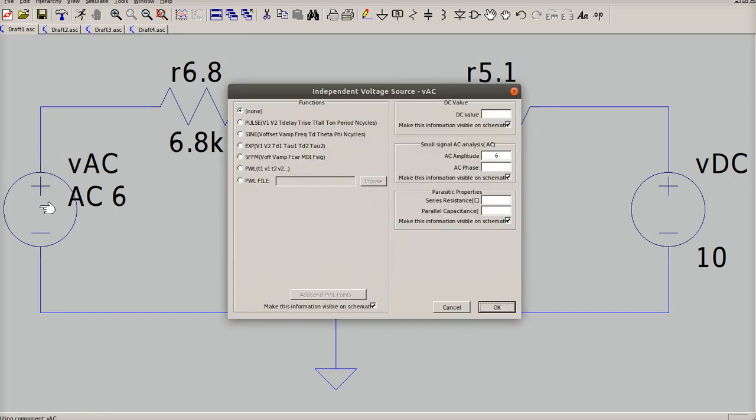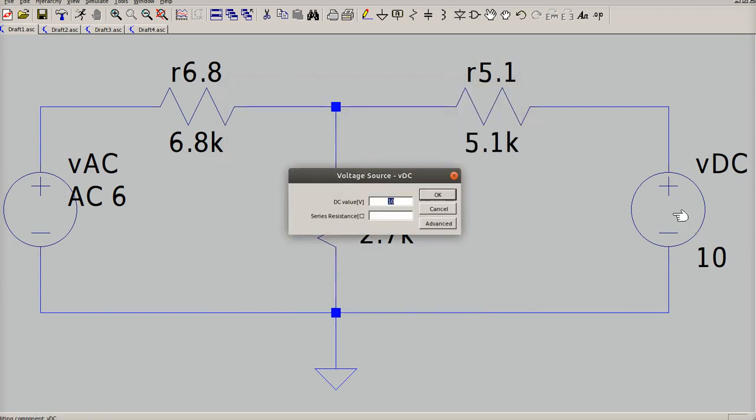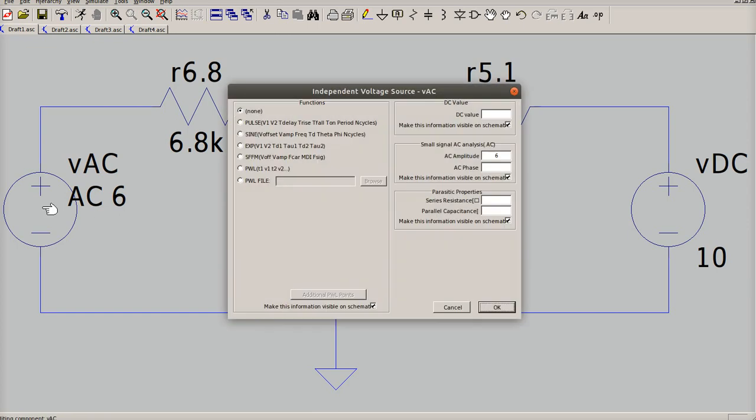When we set the voltage DC, we always set it here at DC value. We ignore the fact there's an advanced tab. If you push the advanced tab, you get this.